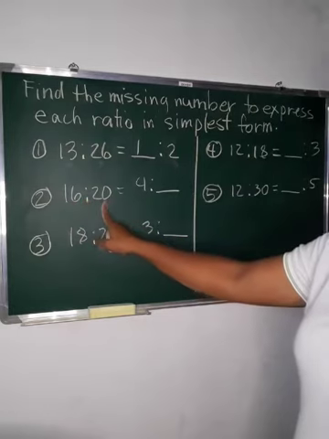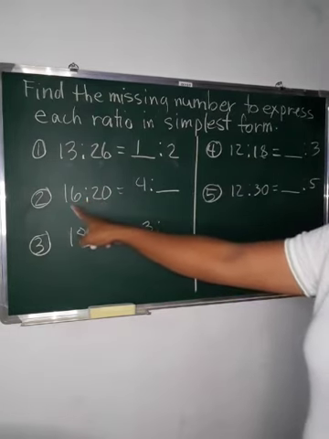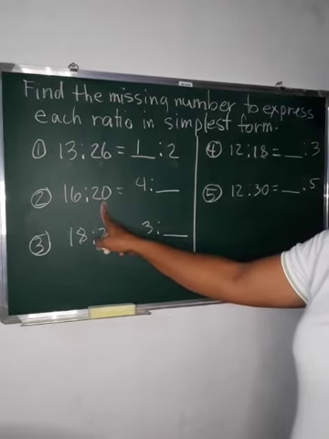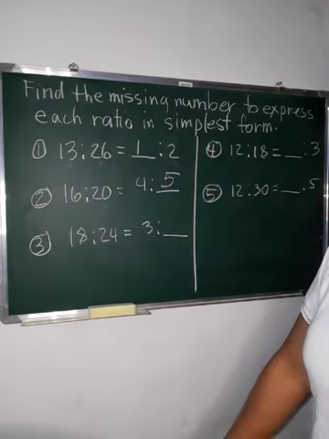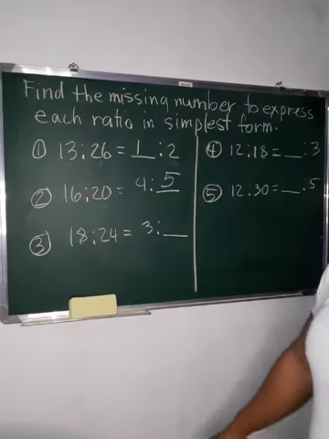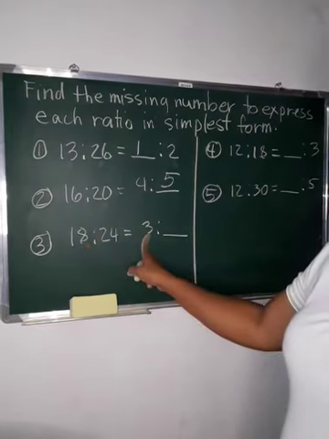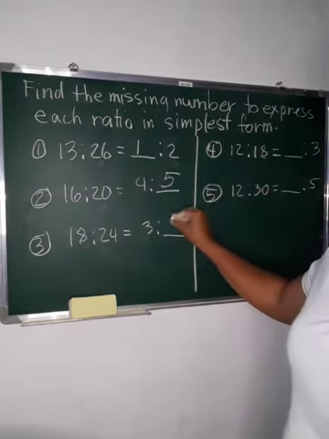Next, 16 and 20, they are both divisible by 4. So, 16 divided by 4 is equal to 4. 20 divided by 4 is equal to 5. Therefore, the answer is 5. Next, 18 and 24 are both divisible by 6. So, 18 divided by 6, we have 3. So, 24 divided by 6, we have 4.